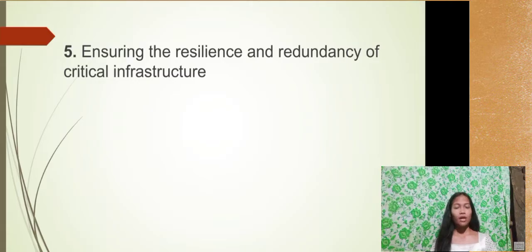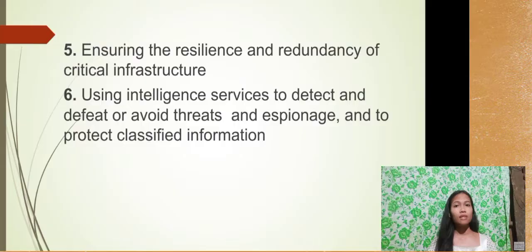Then we have number 6, using intelligence services to detect and defeat or avoid threats and espionage and to protect classified information. So, keeping the country secure involves intelligence services to uncover and prevent threats. This service also focuses on protecting secret information from being accessed by unauthorized sources.